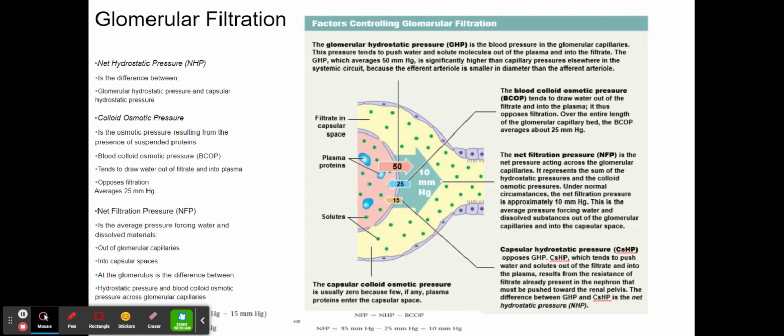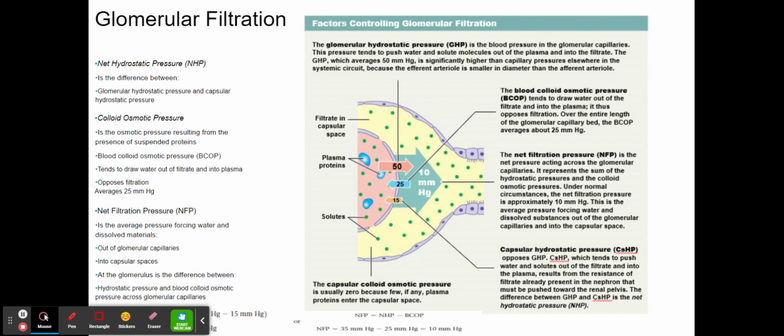The net hydrostatic pressure, or the NHP, is the difference between the glomerular hydrostatic pressure, which tends to push water and solutes out of the bloodstream, and the capsular hydrostatic pressure, which tends to push water and solutes into the bloodstream. We can calculate the net hydrostatic pressure as follows. NHP is equal to GHP minus CHP, which is also equal to 50 minus 15, or equal to 35.